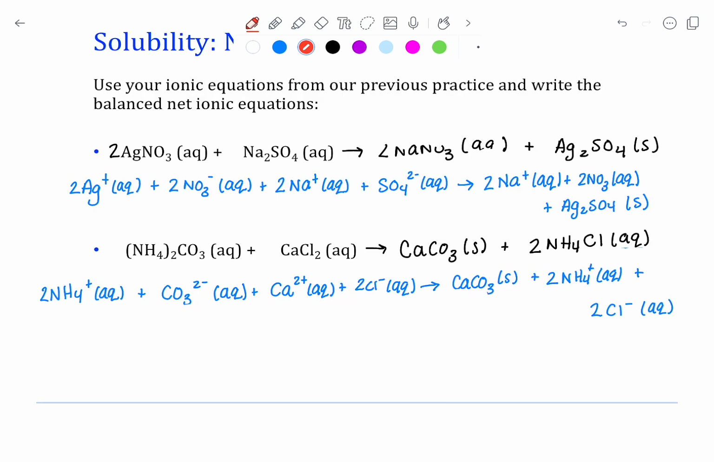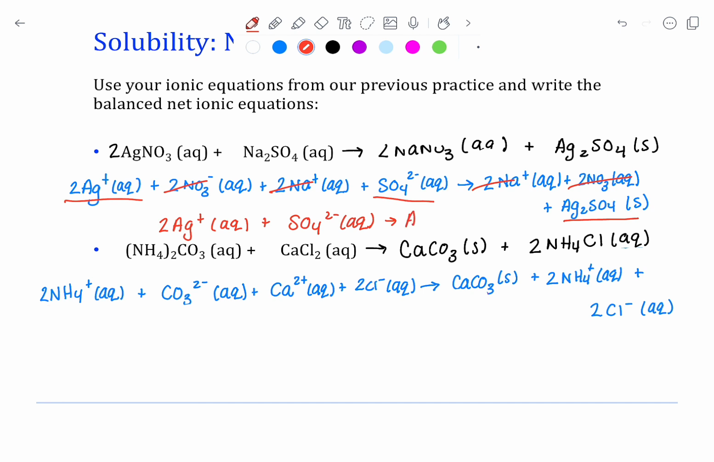Here are the ionic equations that we did previously. So what we want to do is determine what our spectator ions are and cancel those out, and then isolate the ions that are forming our solid. So our solid in our first one is silver sulfate, so that means sulfate and silver are participating in that, and we can see that sodium and nitrate are the same on either side of the arrow, so they get canceled out.